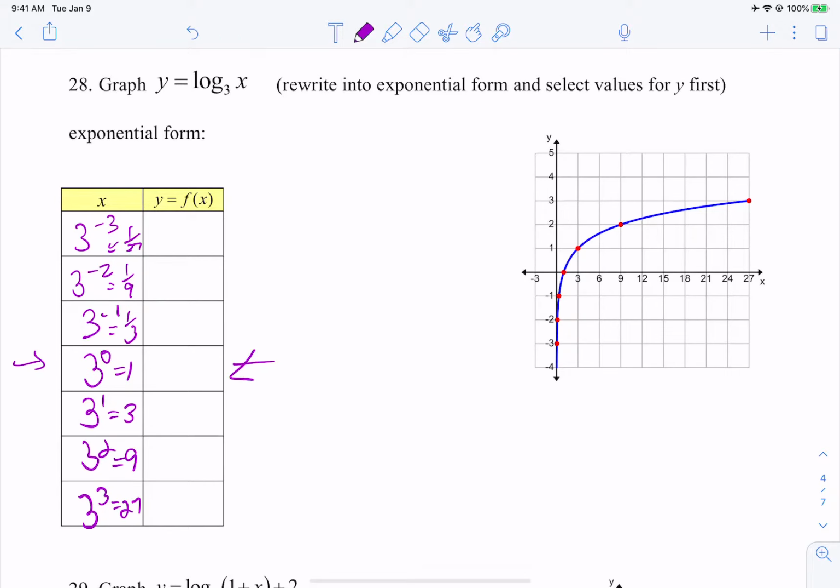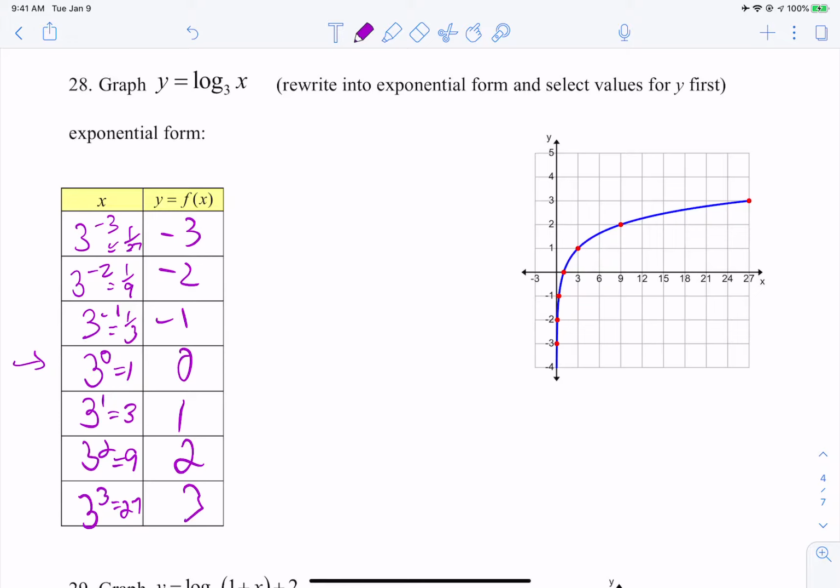So let's start with the middle. What power would we put on a 3 to get 3 to the 0? 0. Let's go down the chart. What power would we put on a 3 to get 3 to the first? 1. What power would we put on a 3 to get 3 to the second? 2. What power would we put on a 3 to get 3 to the third? 3. So this one's going to be negative 1 and negative 2 and negative 3.